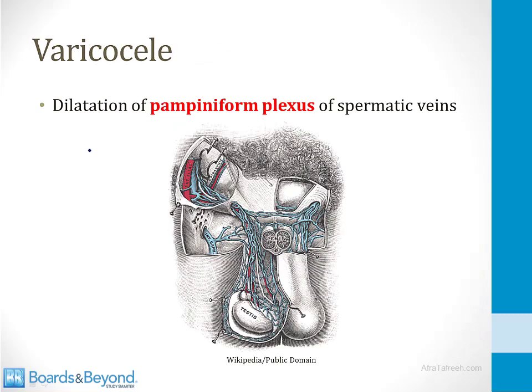Next, let's talk about a varicocele. This is a problem where there is a dilatation of the veins in the testicle, specifically the pampiniform plexus of the spermatic veins. If you look at this drawing on the screen here, the veins in the scrotum form this web called the pampiniform plexus. If all or a portion of that web becomes dilated, that is what's known as a varicocele.